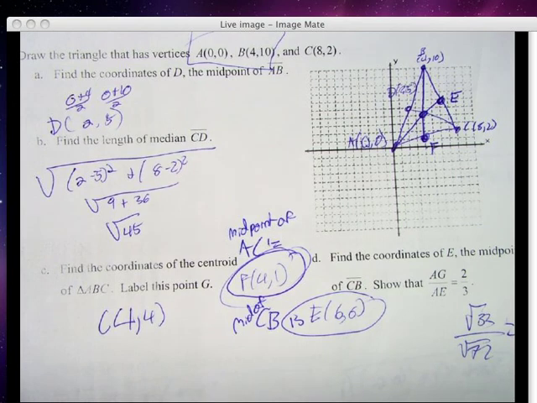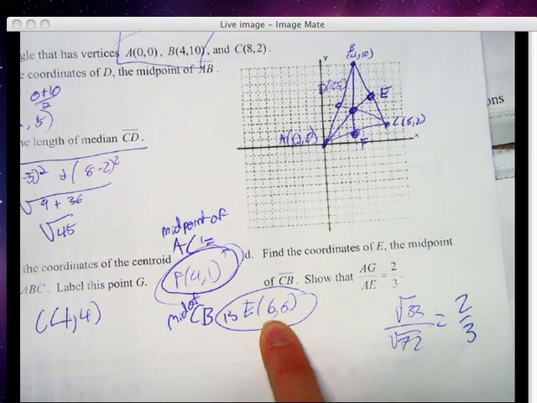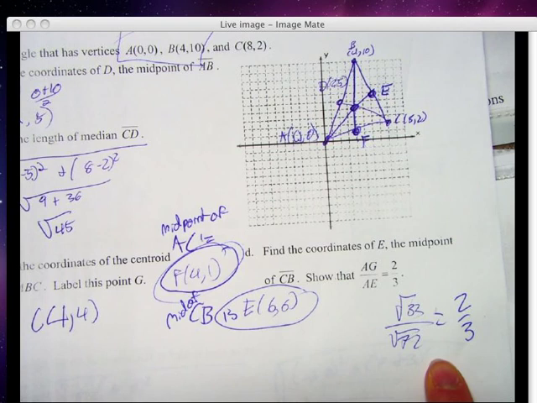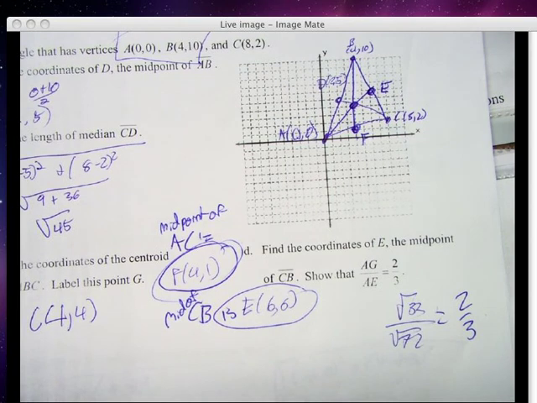All right, now I'm looking at D. I had to write down what E was, which is the midpoint of CB, 6, 6. And then I had to show that the lengths divided to 2/3. Well, I found the length of A to G, so I used the distance formula again. Length from A to E, distance formula again, we got 2/3. Okay, and then we're going to do our proof.